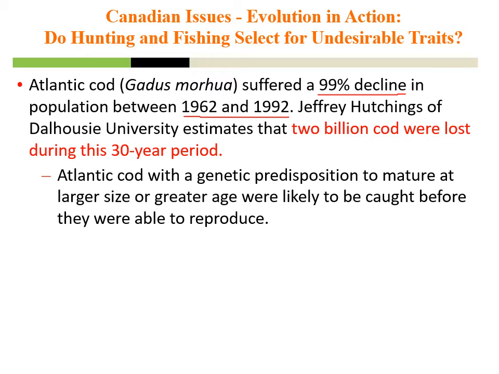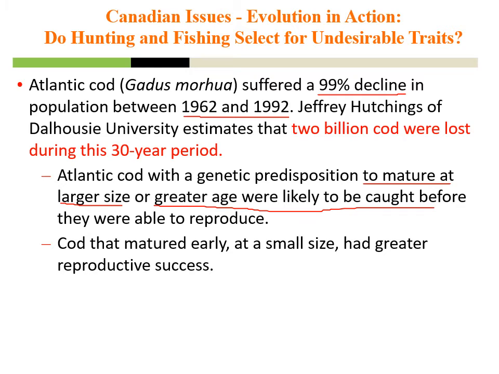Because with our nets, we tended to catch very large cod, and very large cod tend to be older. And so when we started looking at the population, they had to mature at a larger size. So they didn't reproduce until a larger size, or they were a greater age, and were likely to be caught before they were able to reproduce. When we noticed that some cod were small, but they were still reproducing, those cod matured early at a smaller size and had greater reproductive success, and also they didn't get caught in our nets.